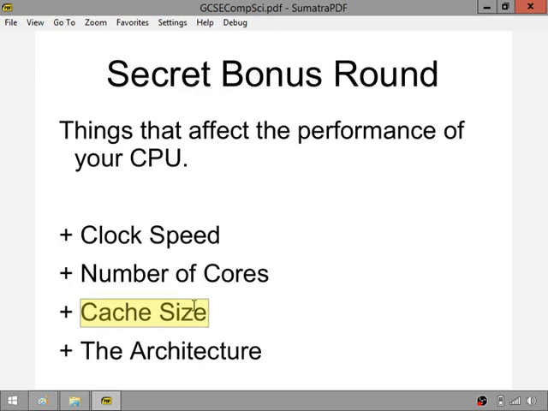Cache size is also going to affect the performance of your processor. If you've got a bigger cache, then you can have more frequently used instructions in your processor. And finally, the architecture. So if you're using an architecture that is more efficient than von Neumann, for example, then you're going to get better performance from your CPU.